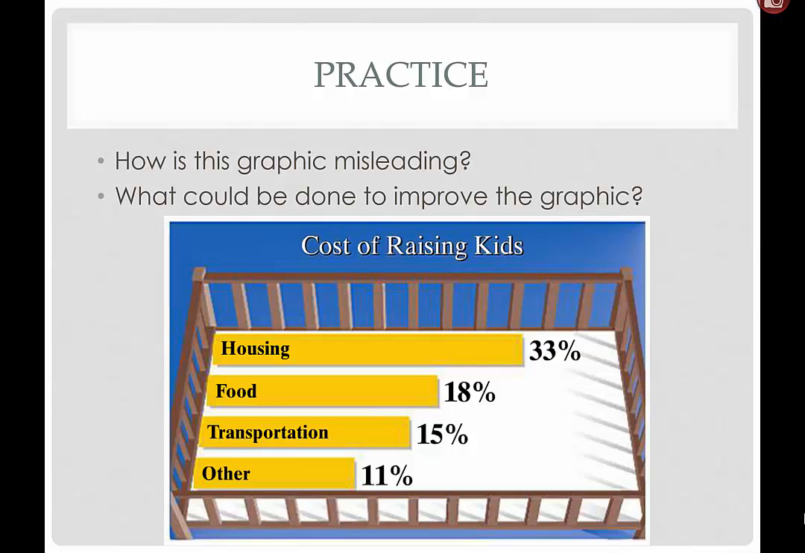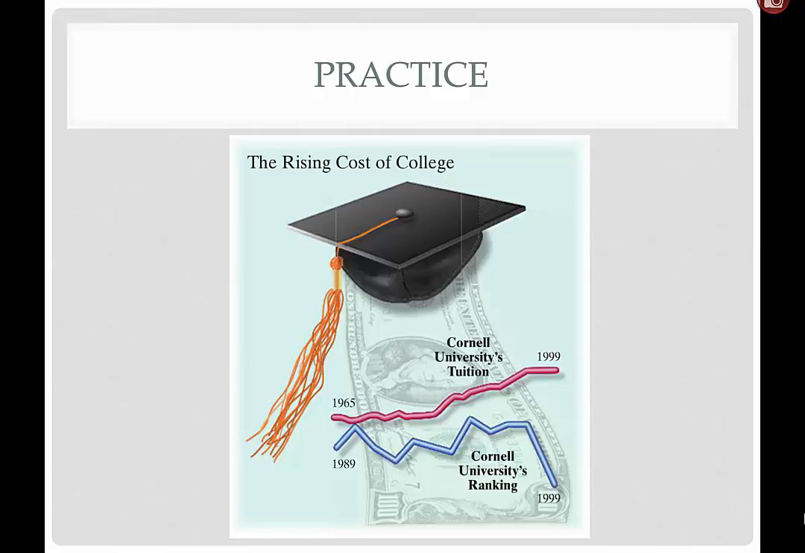There's also no information about where they got their numbers. How did they collect their data? There's no explanation of it. So there are a lot of things that could be improved on this particular graph. All right, let's take a look at the next one.